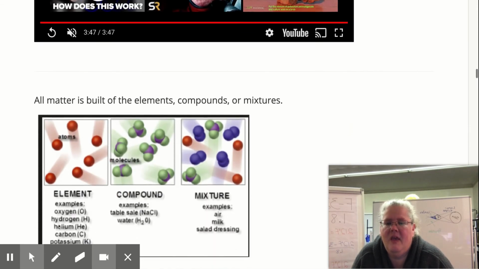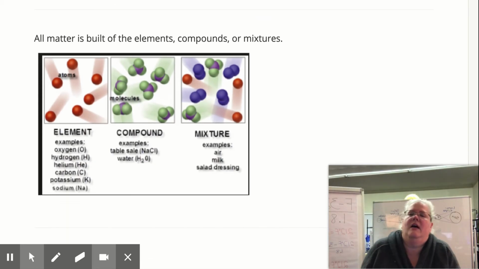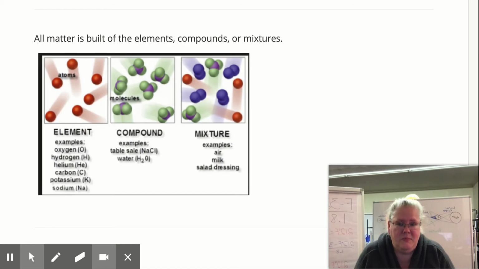Okay. All right, so basically all matter is built by elements, compounds, and mixtures. So we need to understand the difference, and this of course would be on the test. An element, for example, is oxygen, hydrogen, helium, carbon, potassium, sodium. It is a single type of atom, where a compound has two or more atoms bonded together. They're chemically bonded together. Sodium chloride.